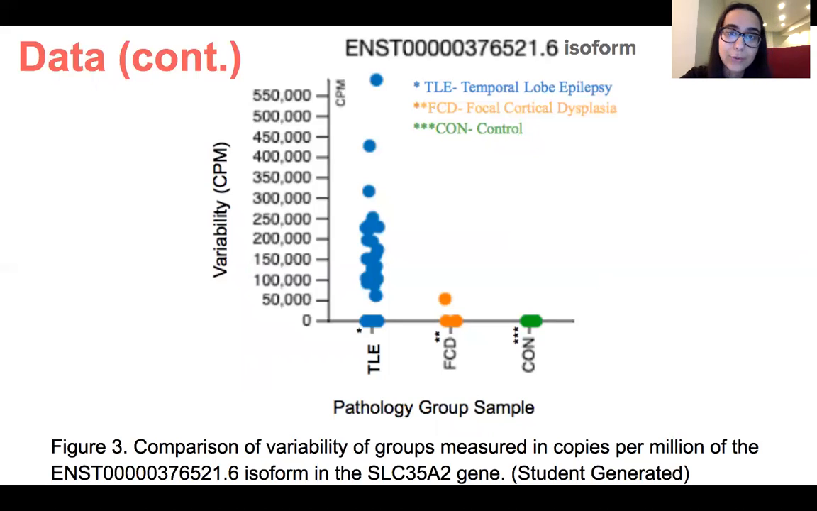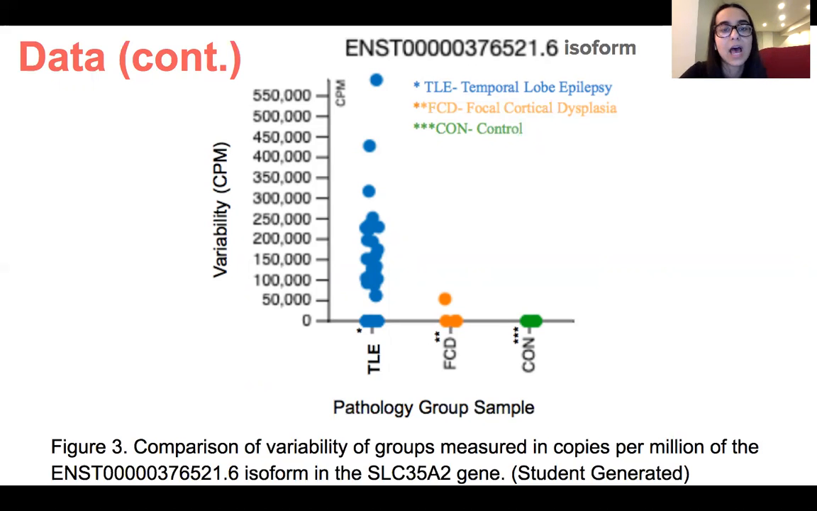And you can see in the blue, we have temporal lobe epilepsy. The orange is our focal cortical dysplasia, with our control being the green, which is just 2 patients, and they are obviously at 0, which is what we expected in the variability. So the variability was measured in copies per million of the specific isoform of our SLC35A2 gene.